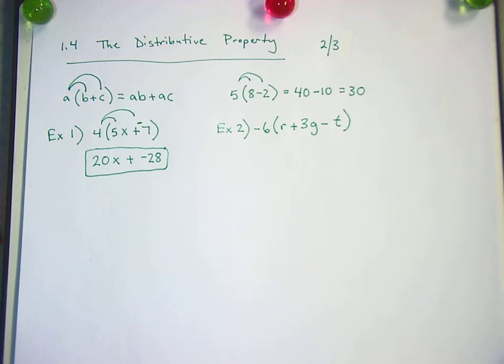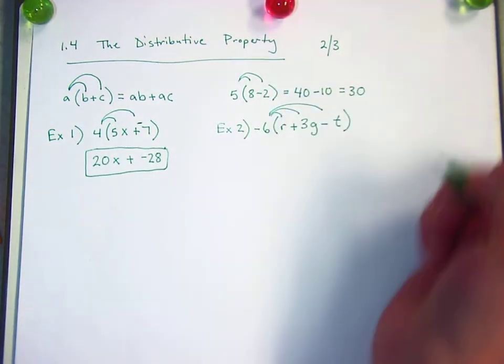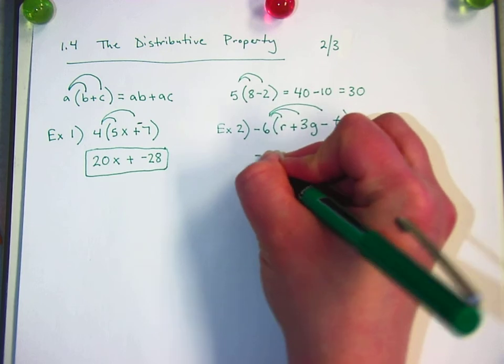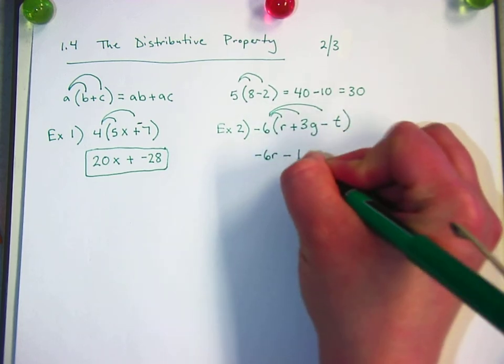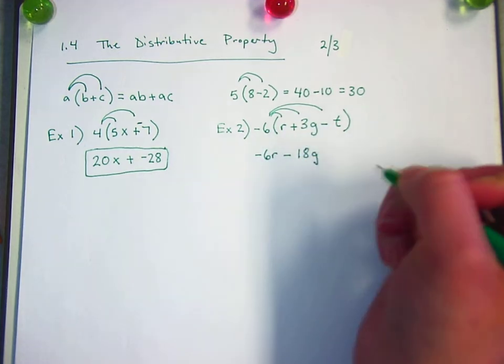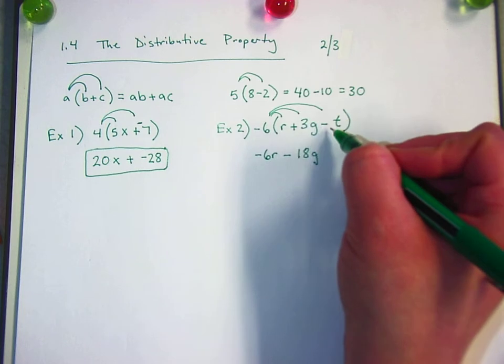Pause, pause, pause. All right, I'm assuming you did it. So negative 6 times r is negative 6r. And negative 6 times 3 is negative 18g. You can have minus 18 or plus a negative. Either one works. A negative 6 and a negative t.